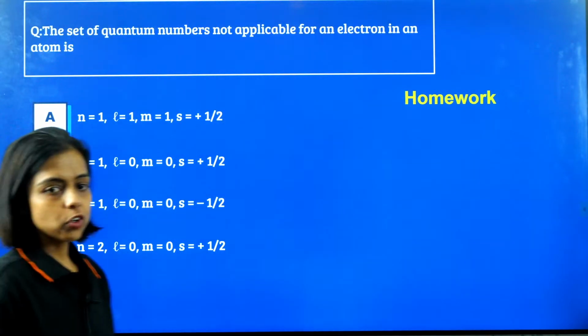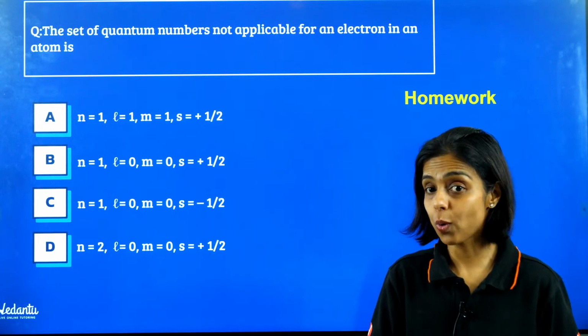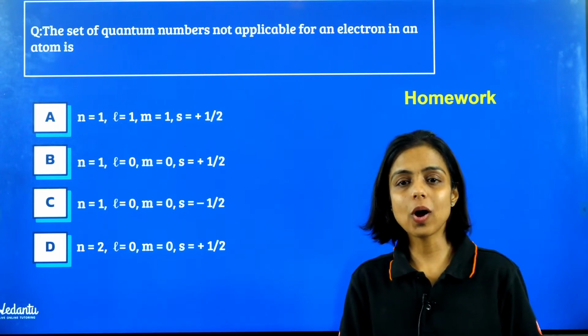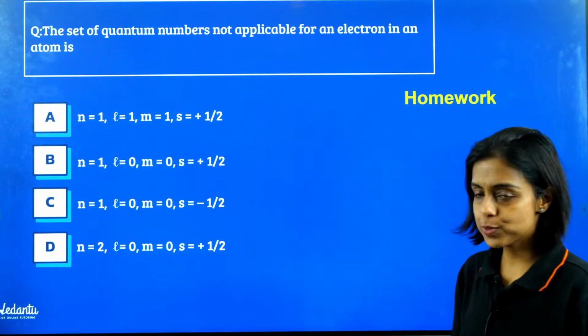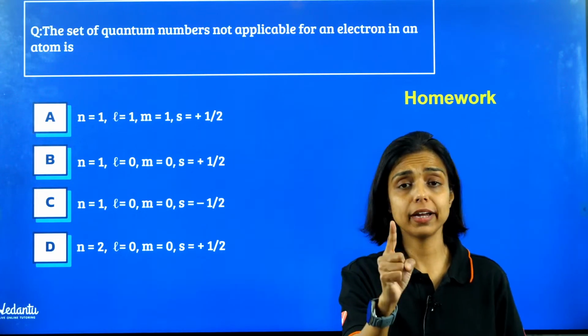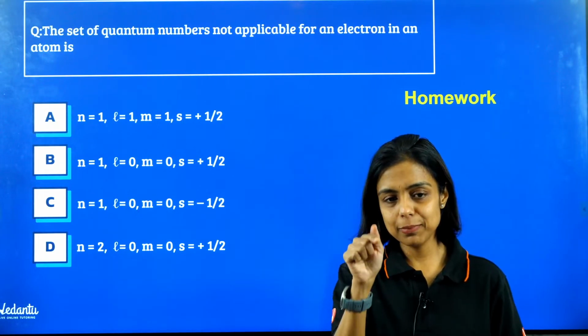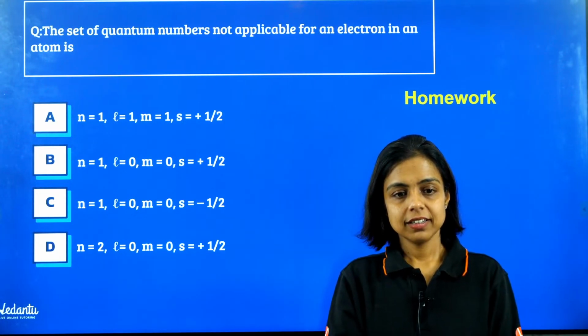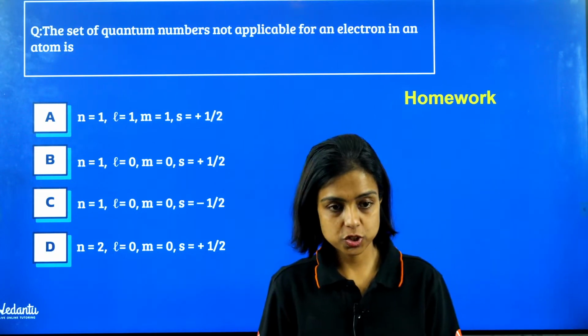Now this is the homework question for all of you. Please check and let me know the answer in the comment section. Based on quantum numbers, which quantum number is not correct or not applicable for an electron? The options are right in front of you. Do not forget to practice quantum numbers. Super easy, super interesting, and make sure that you write the answer in the comment section.